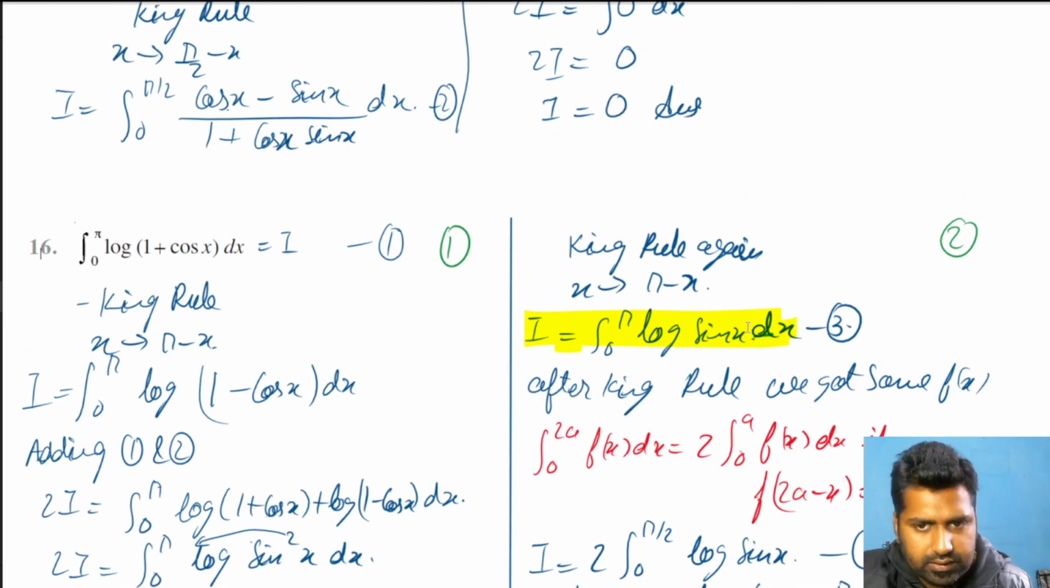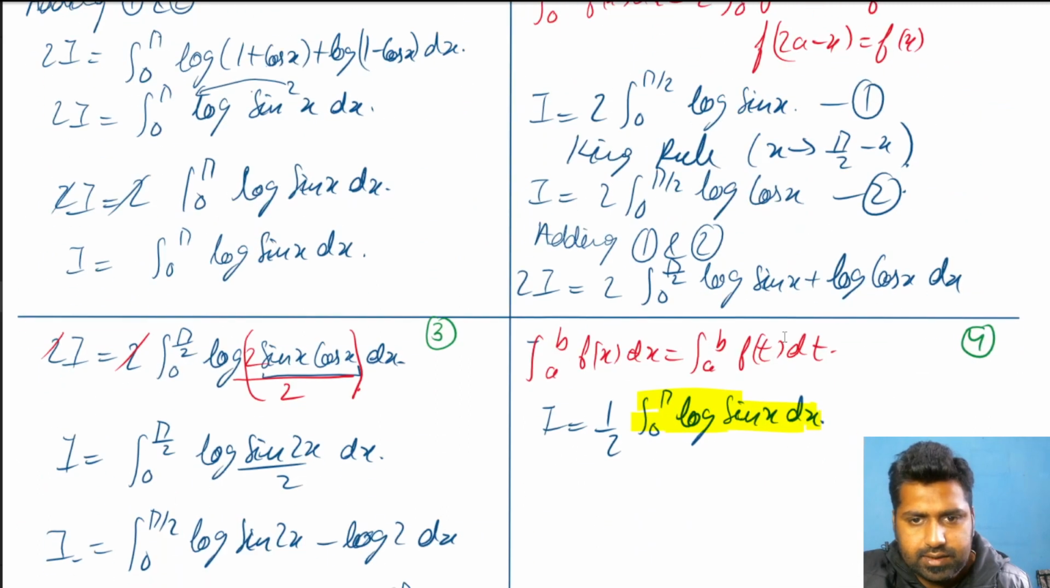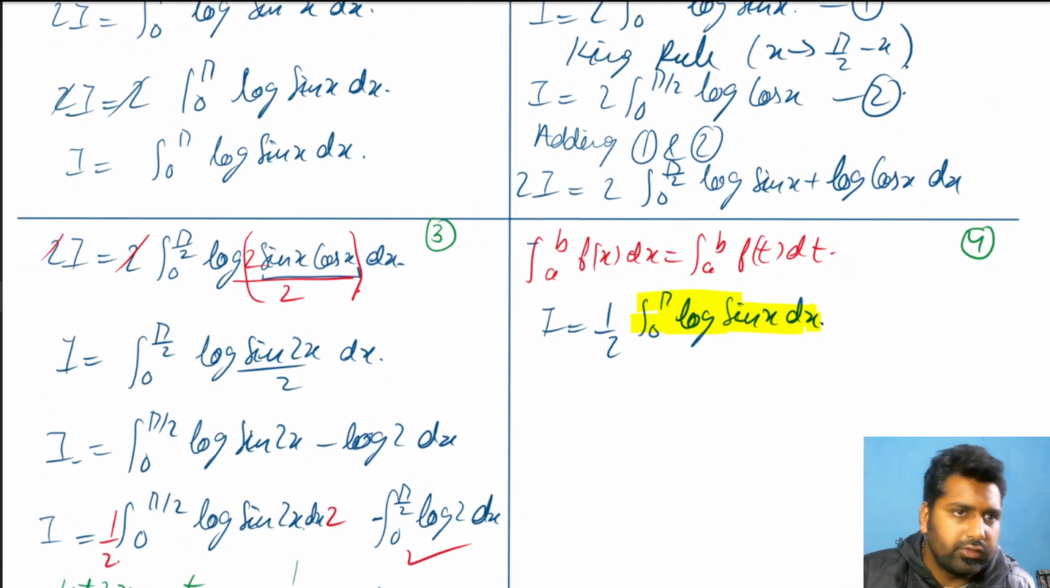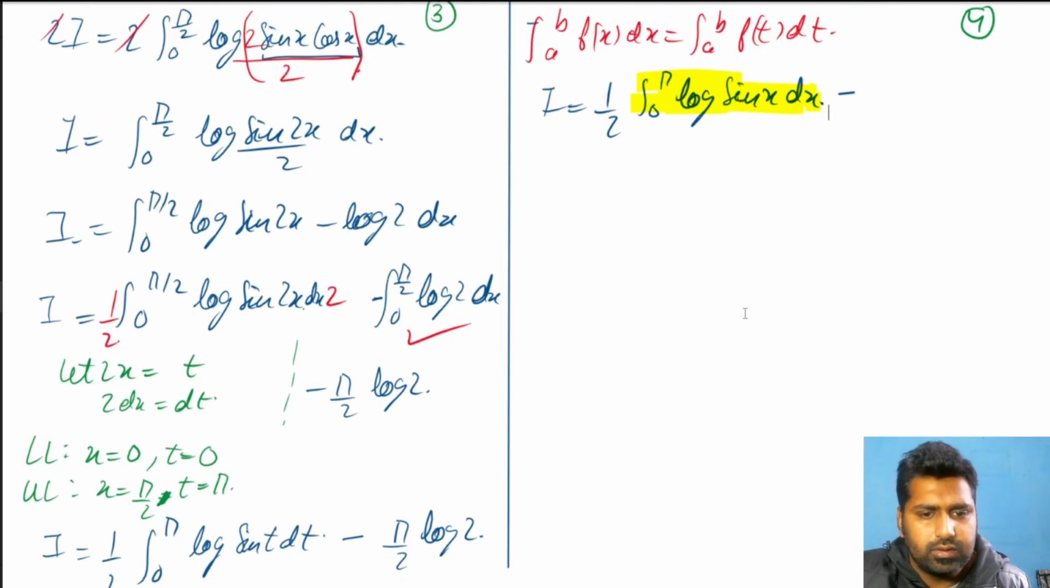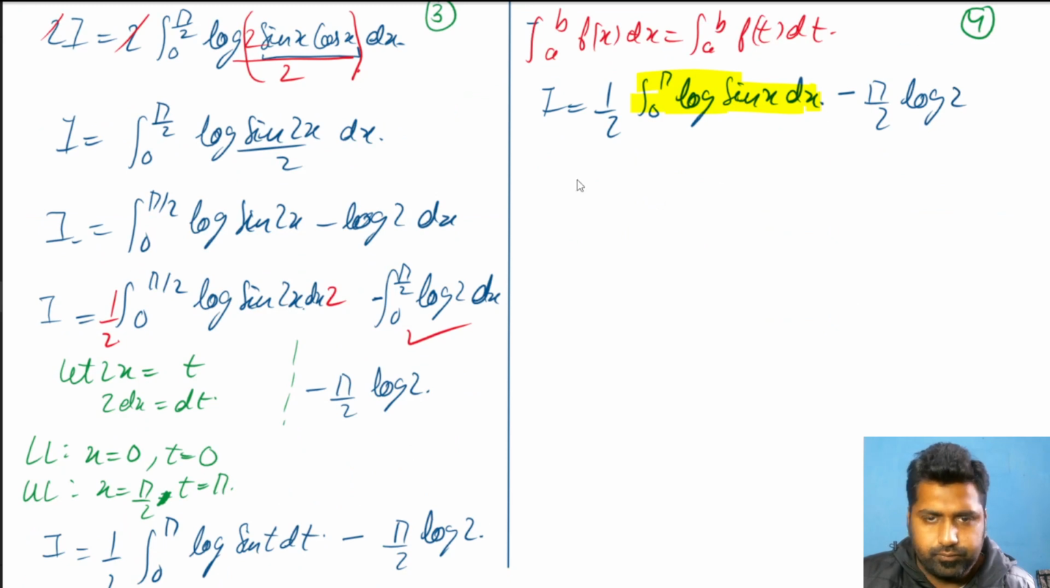This is your I. Integration 0 to pi log sin x dx. This is being generated here again with 1 by 2 in it, and minus pi by 2 log 2. So I is 1 by 2 into, this is another I, minus pi by 2 log 2.